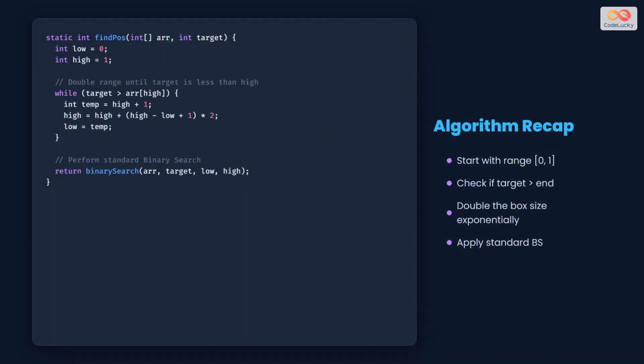Here is the implementation logic. We initialize low at 0 and high at 1. While the target is greater than the element at high, we slide our window forward and double its size. Once the loop breaks, we simply return the result of a regular binary search on the found range.